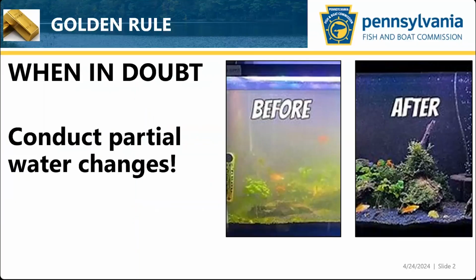So the golden rule for everything you want to remember for your aquarium is, if you have any problems, the majority of those problems can be fixed by doing a partial water change. You can see on this aquarium it needed a little bit of tender love and care, a water change for some algae growth, and you can see what it looks like after that. This will take care of the majority of the problems, not all of them, but the majority of them.